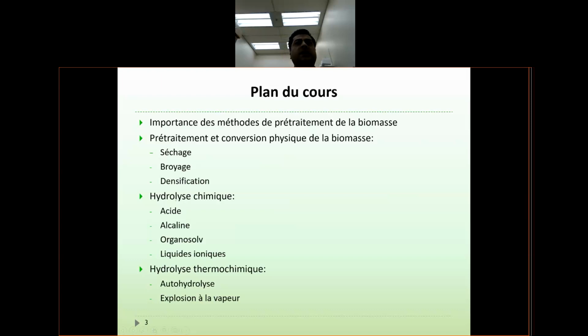By the way, besides physical pre-treatments of biomass, we are going to talk also about some chemical pre-treatments of biomass. Most specifically, we are going to talk about hydrolysis, chemical hydrolysis, and thermochemical hydrolysis. We'll discuss later what they are. Of course, there are other chemical pretreatment methods other than hydrolysis, for example, ozonolysis or hydrogenolysis. There are other things, depending on the chemical reactant.